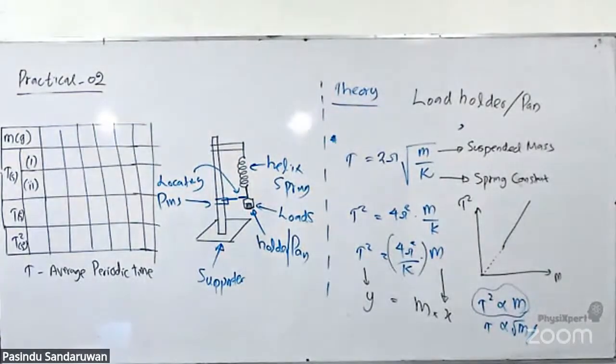Write down below. Plot T squared. Put units. Mass is in grams. T in seconds. T squared is in square seconds. Right? Plot T squared against M.